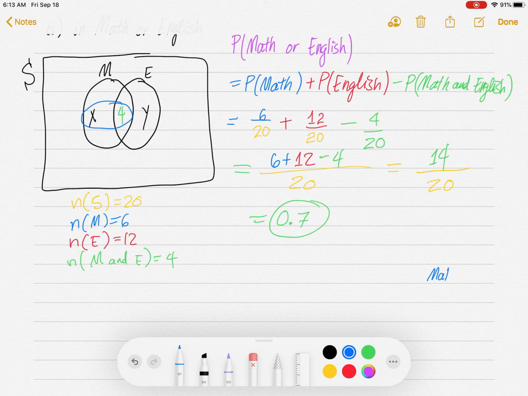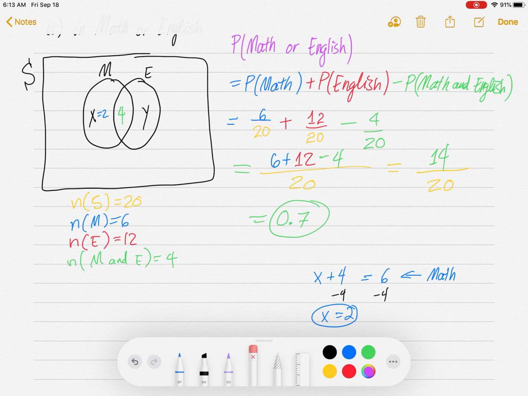So let's focus on the math. Math altogether is 6. So you're going to have X plus 4 tallies up to 6. And to solve that, we just subtract 4 from both sides of this equation. You get X equals 2. So right here, X is 2. That's those that are math but not English.